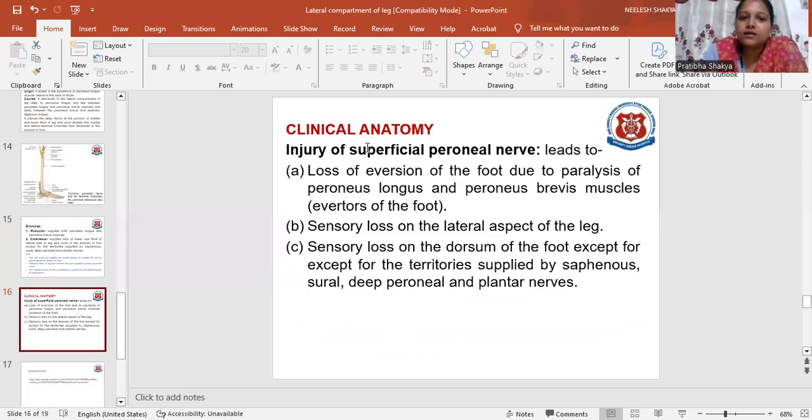Now, clinical anatomy. Whenever there will be an injury of the superficial peroneal nerve, it will lead to the loss of eversion of the foot due to the paralysis of peroneus longus and peroneus brevis muscles, because they are the everters of the foot. Sensory loss on the lateral aspect of the leg, and also on the dorsum of the foot, except for the territory supplied by the saphenous, sural, deep peroneal, and plantar nerves.